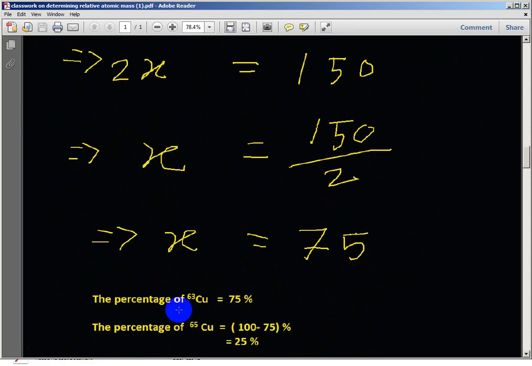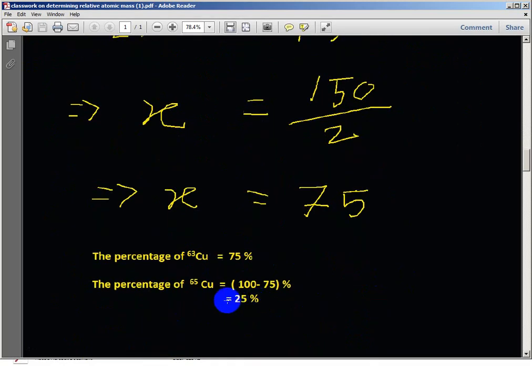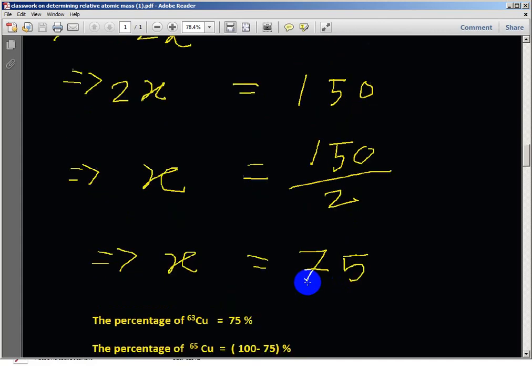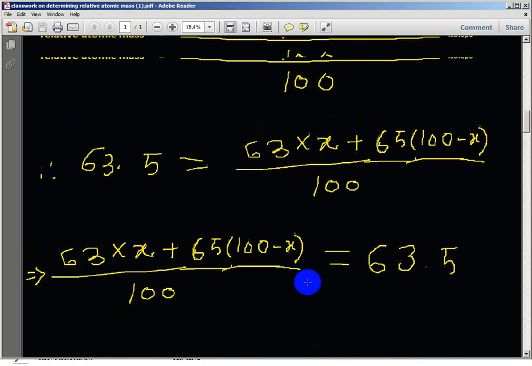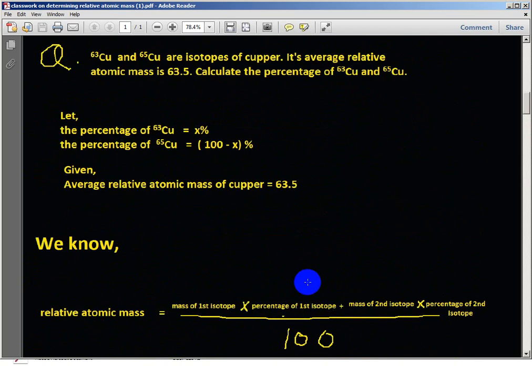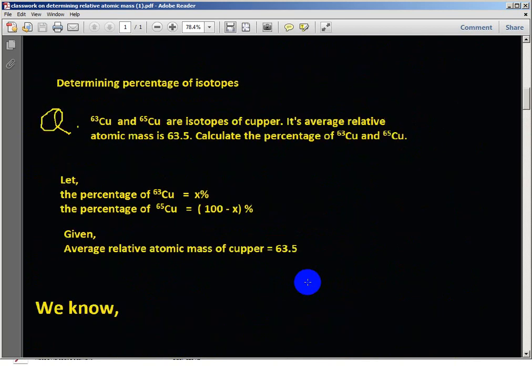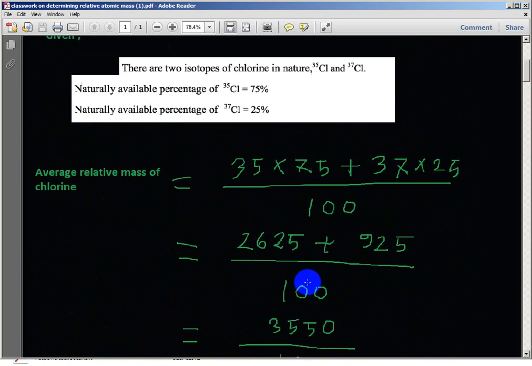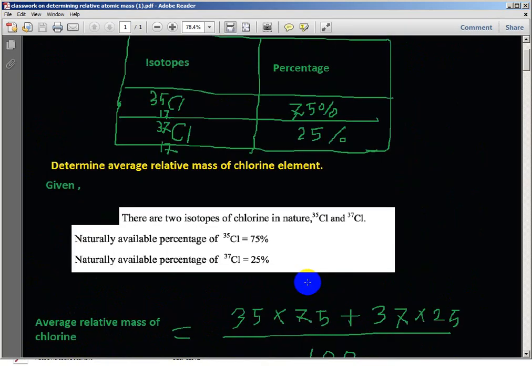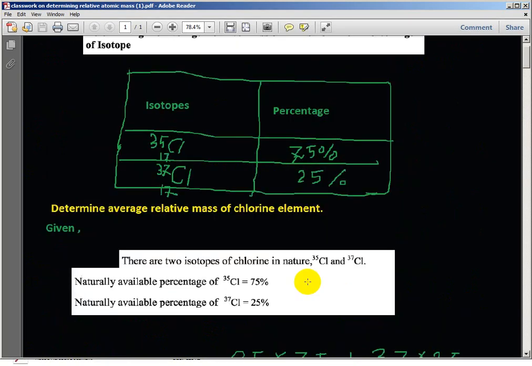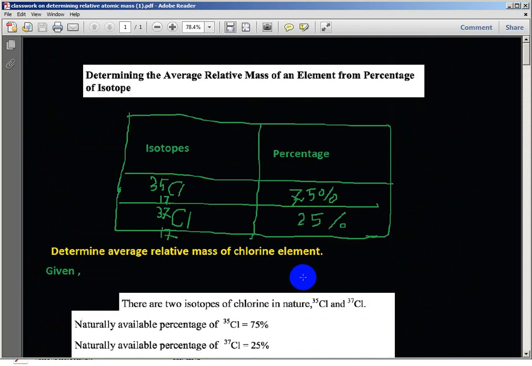So the percentage of copper-63 is 75%, and the percentage of copper-65 is 100 minus 75, that means 25%. Okay, this is the percentage calculation. We have done the topic of average relative atomic mass, determining the average relative atomic mass of isotopes.